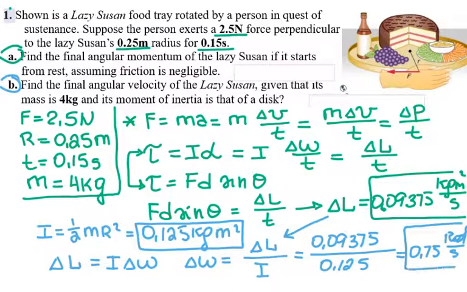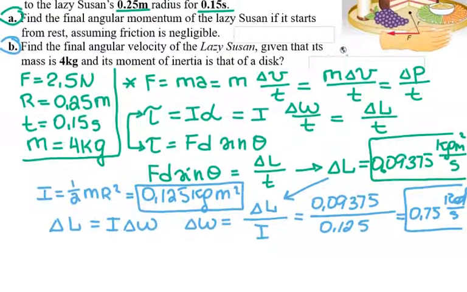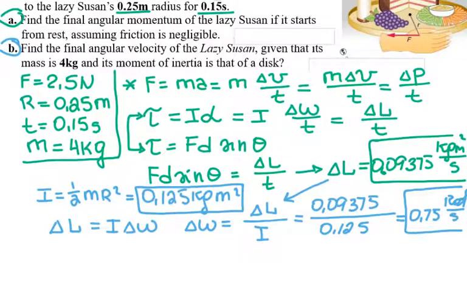So I find out by how much the velocity changes, and they ask you if it started from rest. So if initial velocity was from rest and velocity changed by this much, then the final velocity of the Lazy Susan is going to be 0.75 radians per second.